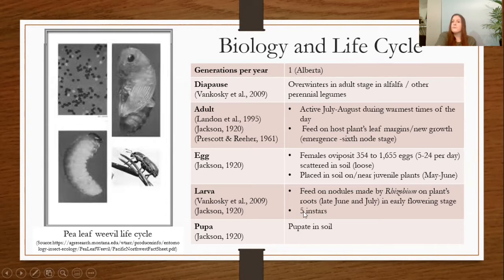And the larva will feed on the nodules made by Rhizobium, which is a nitrogen-fixing bacteria on plants' roots. That will be when the larva is active from late June and July in the early flowering stage of the plant. So that will be while the plant most needs to fix nitrogen for its growth. The larva will have 5 instars, and then they will pupate in the soil.